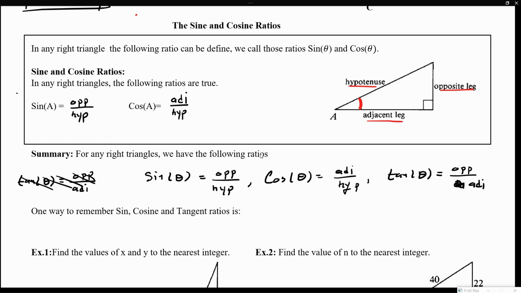These are just ratios that we have to memorize. There are three ratios: sine, cosine, and tangent. But we do have a small way to remember how they've been defined. For that, we're going to use this little phrase right here. I'm just going to write it like this. SOH CAH TOA.